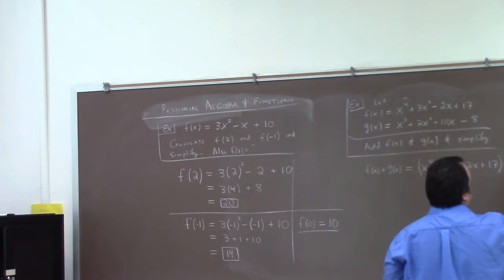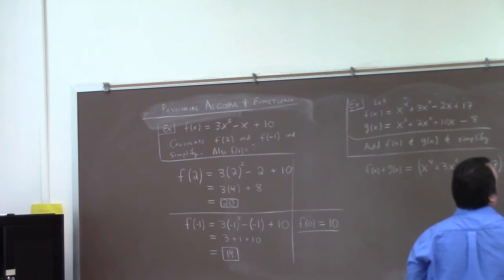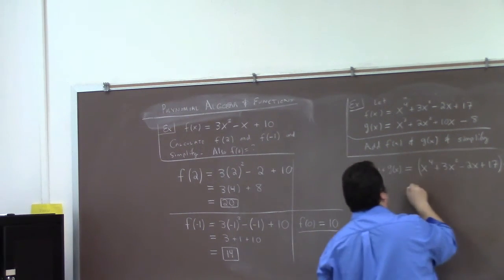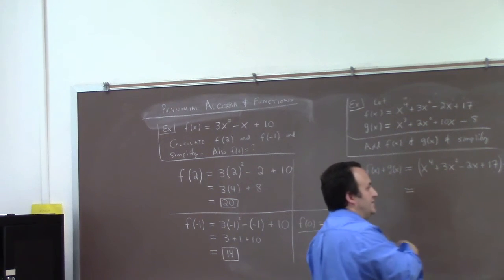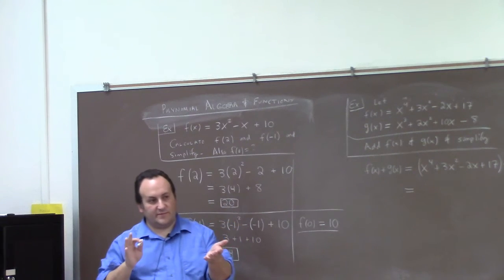I haven't done anything yet. The question really is, in words, how does this work? Like, how do we add two polynomials? We have to add like terms, right?